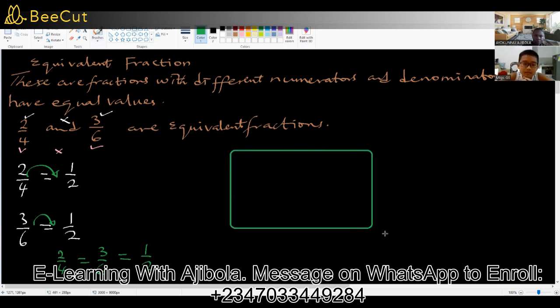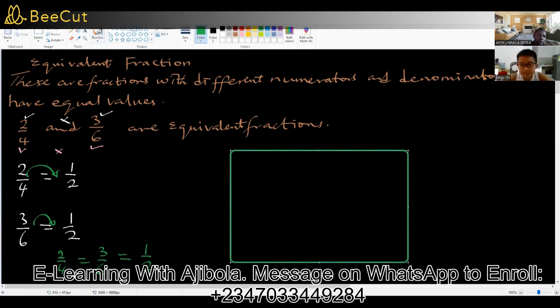Okay, let's look at this quickly. If we start with a lower fraction like 1 over 2, and we want to find an equivalent fraction, please listen. How can we get this fraction? Can you see this? 1 over 2 equals 2 over 4. Now, how can we get to 2 over 4?